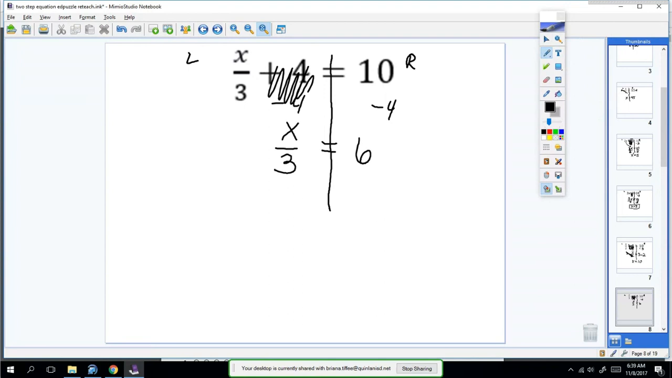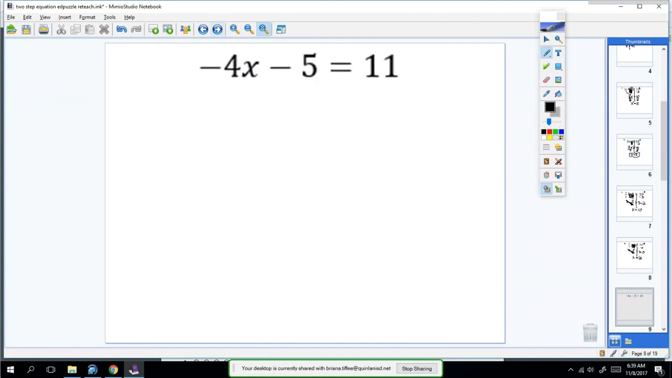Well, since the 3 is being divided, you're going to do the opposite. You're going to multiply 3 to both sides. This cancels out. X comes down. Equal sign comes down. 6 times 3 is 18. So the answer is x is equal to 18. All right, let's try another one.